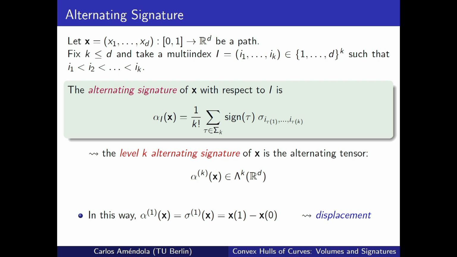And well, the first signature is equal to the alternating one. If I just choose k equals 1, then I just have the usual thing. But k equals 2 already has a very nice geometric meaning as well. This will be 1/2 of sigma ij minus sigma ji, and this is the so-called Lévy area.